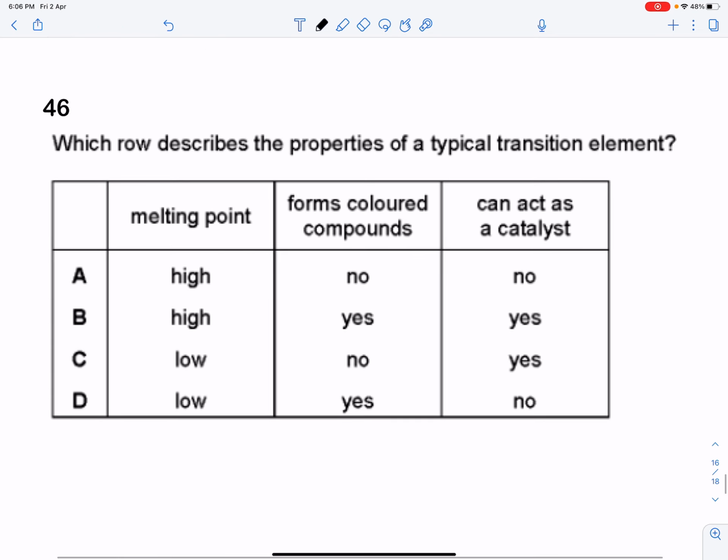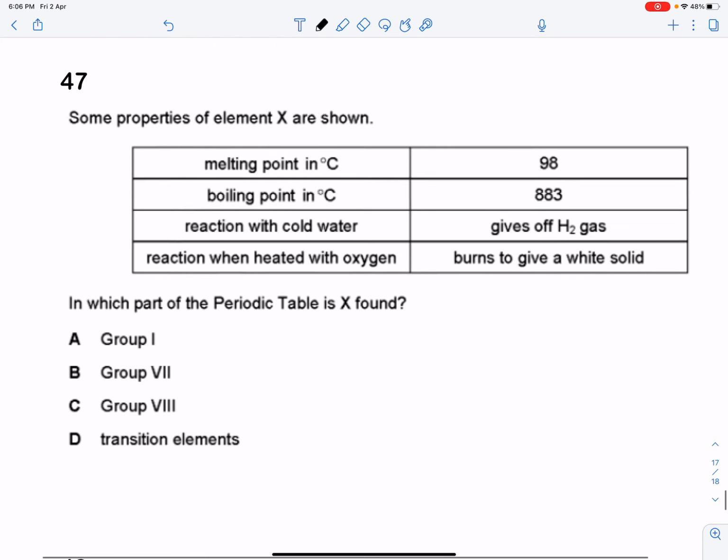46. Which row describes the properties of a typical transition element? Go in for any of them first, because go with the one you're most confident, but I'll go in with can act as a catalyst. Yes and yes for B and C, so I'm going to rule out A and D first. Does it form coloured compounds? Yes. It must be B. Let's just double check. Does it have a high melting point? Yes. Easy peasy lemon squeezy.